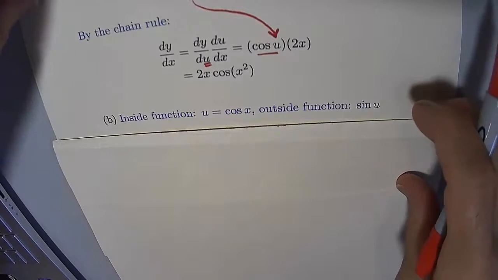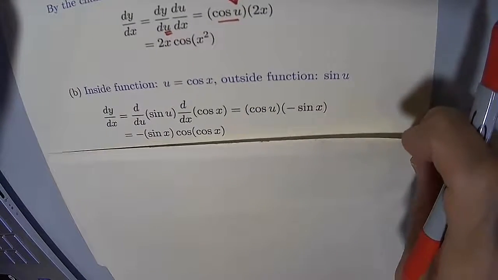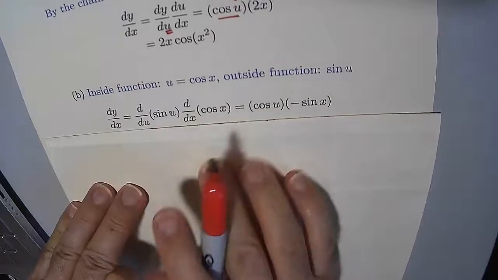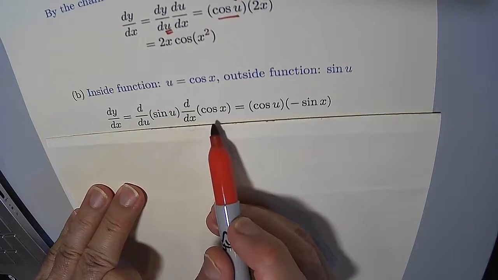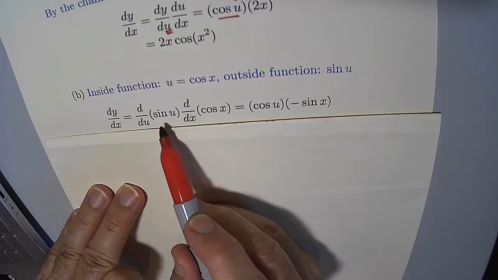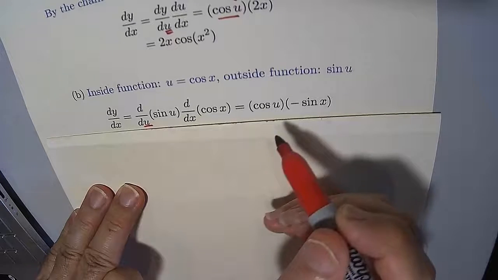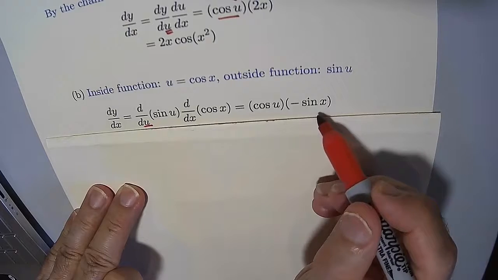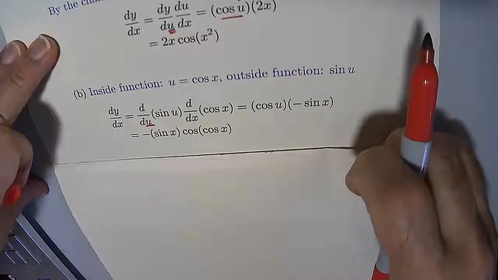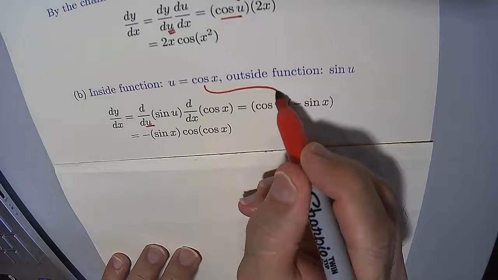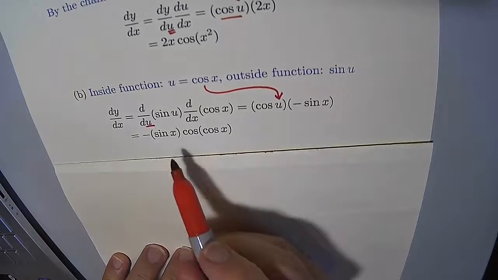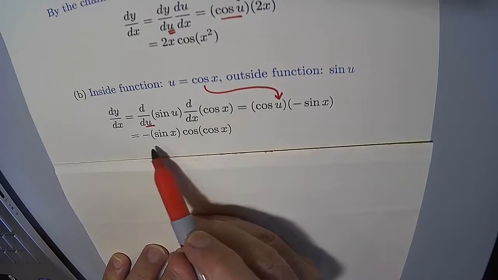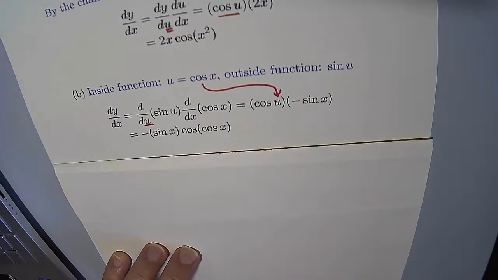For b, the inside function is cosine of x rather than x squared, and the outside function is the same sine function, sine of u. Going with the chain rule, we get the derivative of the outside function times the derivative of the inside function. Derivative of sine u with respect to u is cosine u. Derivative of cosine x with respect to x is negative sine x. Then we plug in the u and get cosine of cosine x, and then here's minus sine of x out here as the final answer to b.